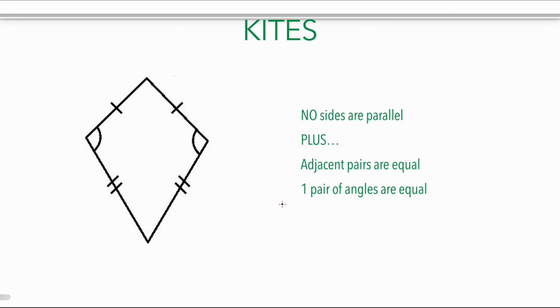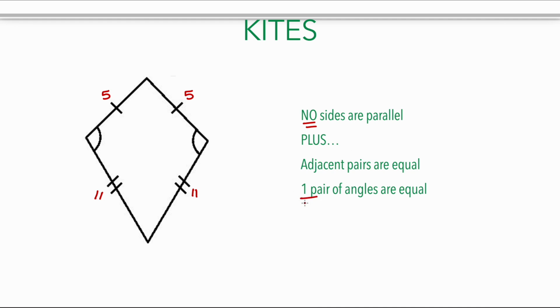And the last quadrilateral is a kite. Now, there are no sides parallel. However, they do have some special characteristics themselves. Adjacent pairs, meaning sides that are next to each other, are equal. So if that's 5 centimeters and this is 5 centimeters, and then if this is like 11 centimeters, then this is 11 centimeters.